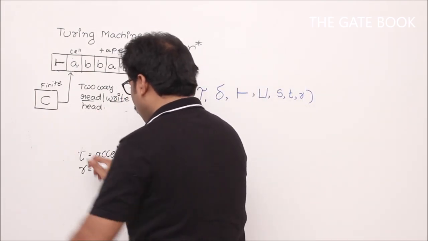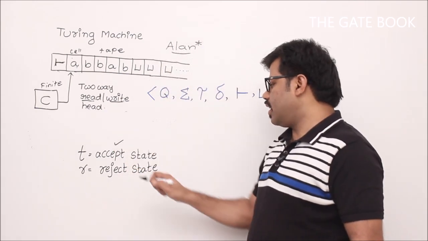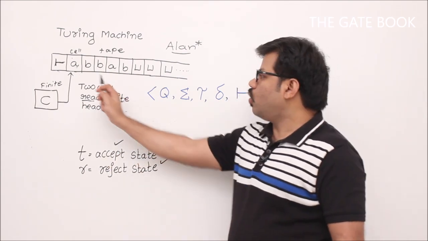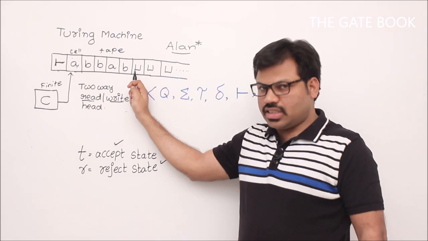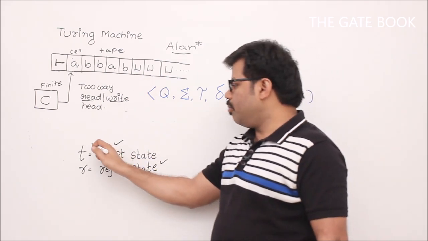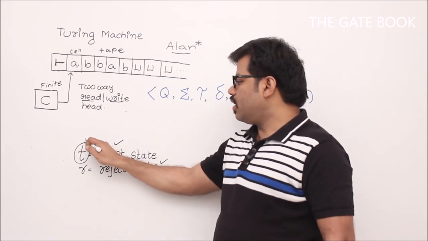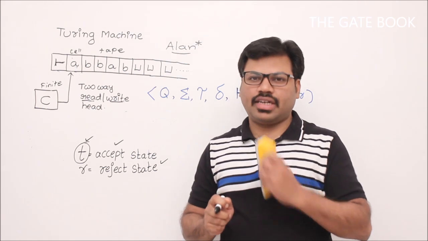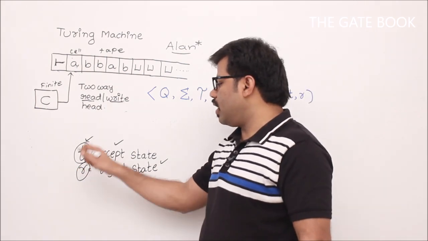Before going to that, two more very important things I would like to talk about. One is the accept state, the second is the reject state. Finally, your Turing machine is going to read the symbols on the tape and change its behavior. There is one important behavior called the accept state behavior, T. From now onwards, let me say behavior is a state. State and behavior are the same. There is another behavior called the reject behavior.